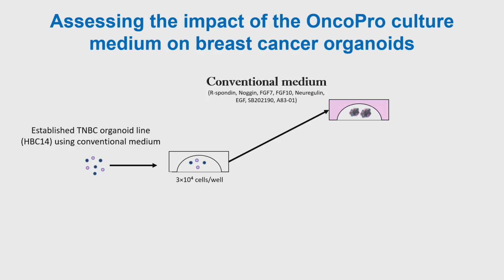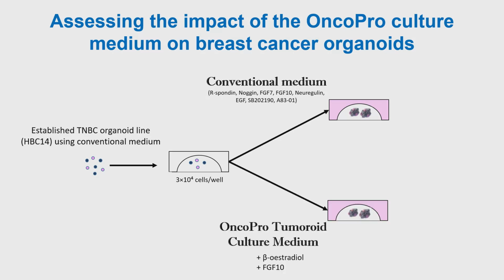So we used a triple negative breast cancer organoid line, the HBC14 line, that we established using conventional medium. We plated these cells into the 3D matrix dome, into the Matrigel. So we plated 30,000 cells per well. And we either used the conventional media, and I've listed growth factors below, or the OncoPro medium supplemented with beta-estradiol and FGF10. And we compared these two media by looking at organoid morphology, number, and size.